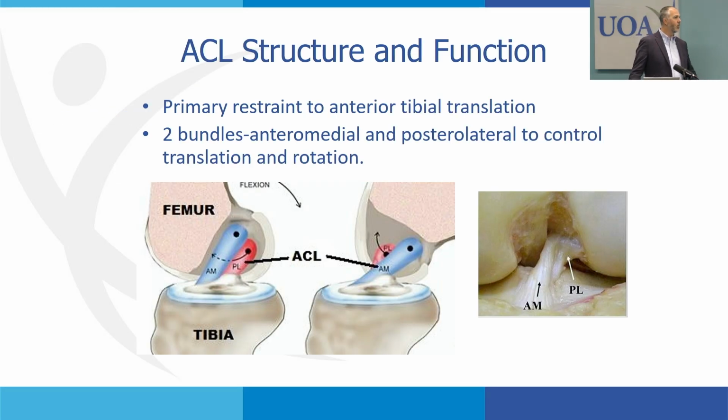As we alluded to, the ACL is an important part of the function of your knee, involved in preventing anterior tibial translation as well as the rotational stability of your knee. There are two bundles. In general, your anteromedial bundle provides restraint to anterior tibial translation, and your posterolateral bundle is what controls rotatory stability.